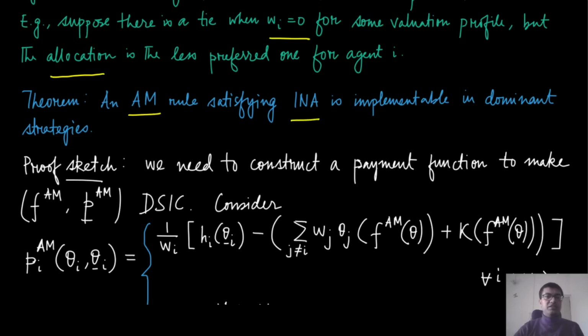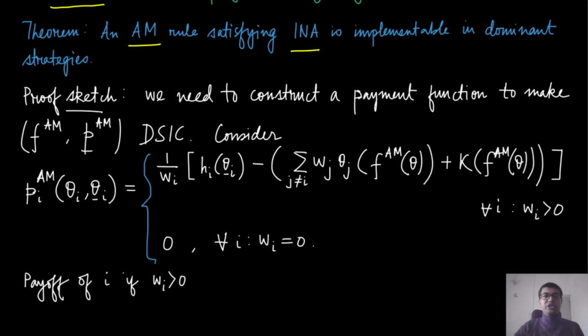This is very similar to the result that we have proved for the Groves class of mechanisms, and of course for VCG. We are not going into the details of the proof, because the proof essentially depends only on the construction of the payment function. We are already given f of affine maximizer, the affine maximizer allocation rule, and the payment function is something that we need to construct such that this tuple f_AM, p_AM is DSIC. Now here is the construction.